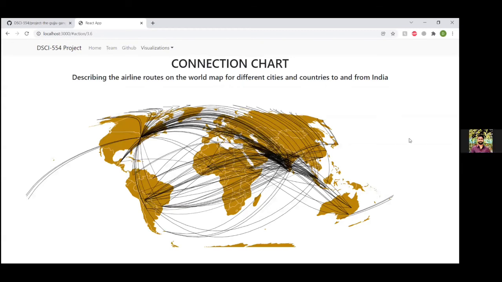Okay, so the final one is the connection chart, which was implemented using the D3 library. Here it describes the airline routes on the world map for different cities and countries, that is to and from India. So it helps us to visualize the airline traffic or the airline routes which are traveling to and from India.